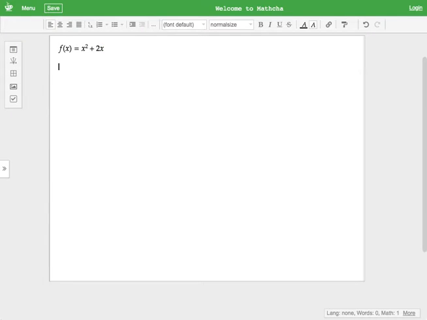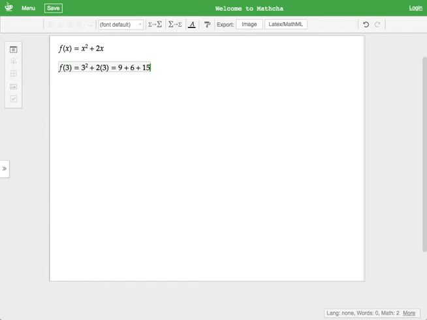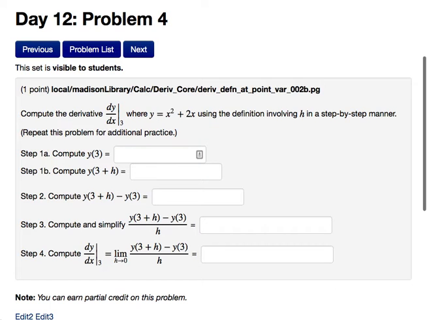And we start by saying, what is f of 3? So using substitution it is 3 squared plus 2 times 3, which is 9 plus 6, equal to 15. Alright, so that's our first step. We've found the point. And so this is the y value of the point where we're calculating the slope.